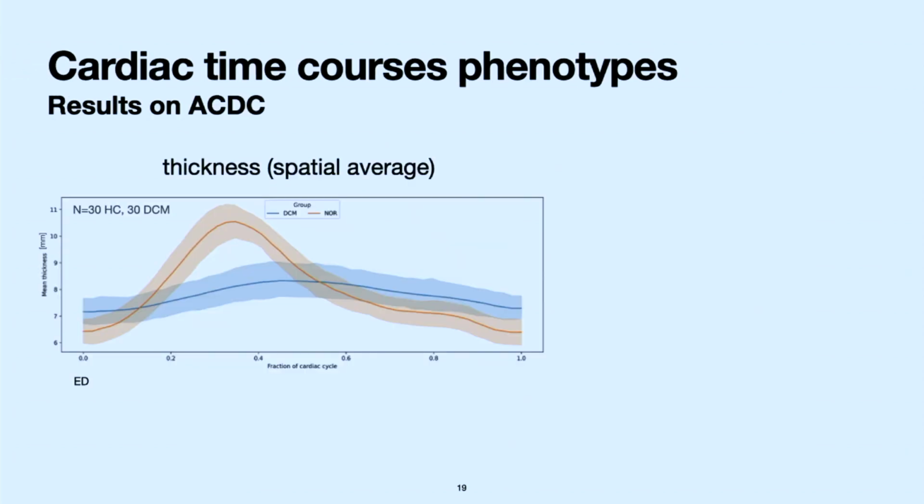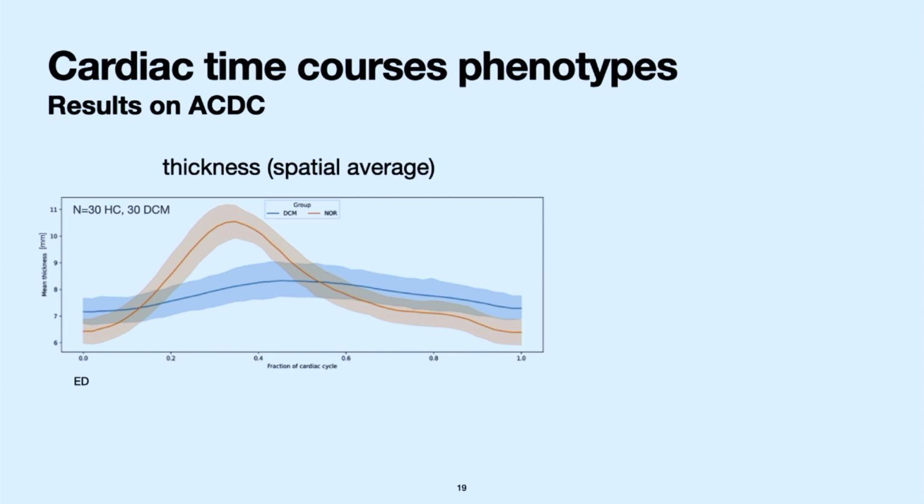Let me show you what kind of phenotypes you get from this. So here, we just look now at the thickness. Here we use the ACDC data set, which has several diseases. We just show you the normal curve, which is the pink salmon orange curve that you see on top, and you see that the thickness does change in time, and the bottom one is dilated cardiomyopathy.